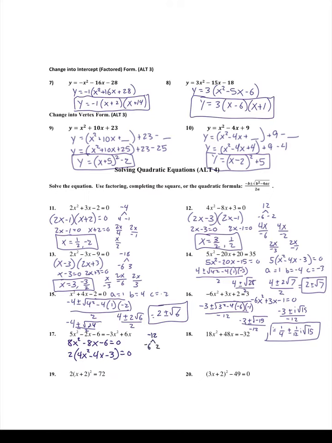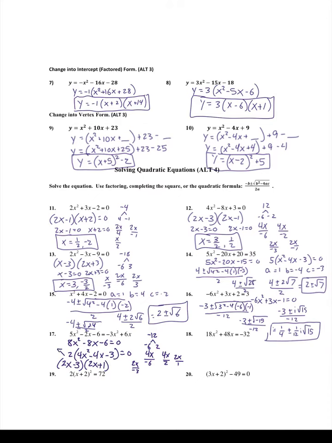4 times negative 3 is negative 12. We're looking for negative 4, so we get negative 6 and positive 2. Put the 4x over negative 6 and 2 and simplify. We get 2x minus 3 times 2x plus 1.